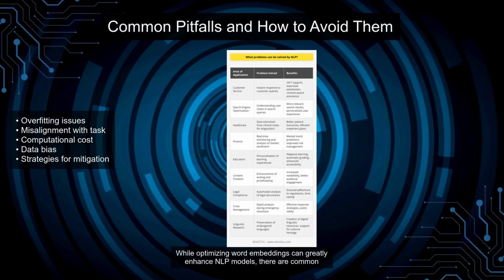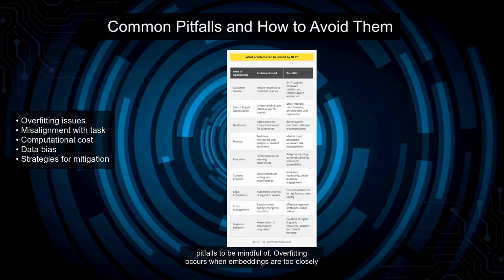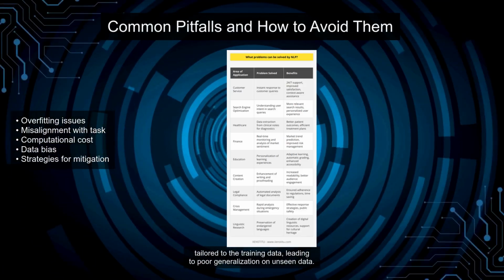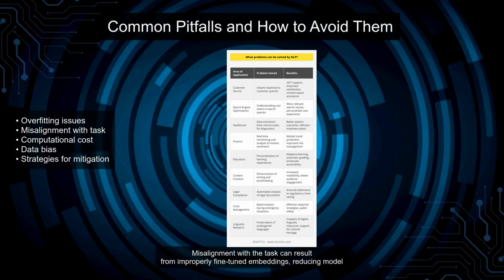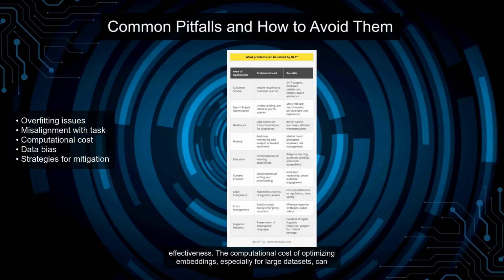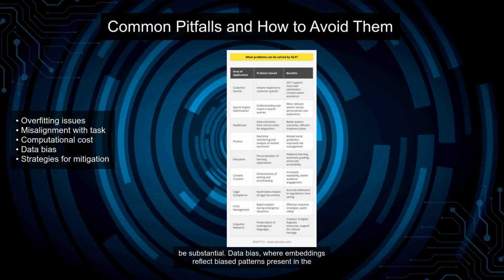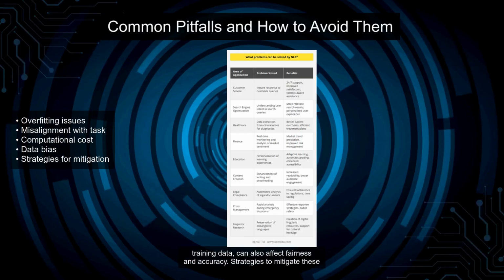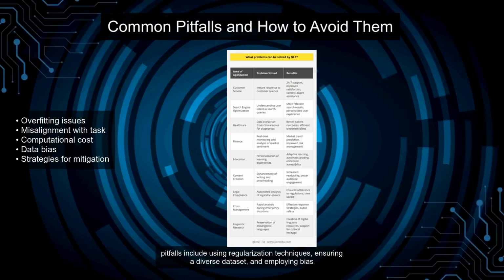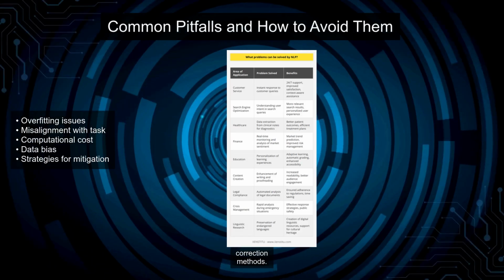While optimizing word embeddings can greatly enhance NLP models, there are common pitfalls to be mindful of. Overfitting occurs when embeddings are too closely tailored to the training data, leading to poor generalization on unseen data. Misalignment with the task can result from improperly fine-tuned embeddings, reducing model effectiveness. The computational cost of optimizing embeddings, especially for large datasets, can be substantial. Data bias, where embeddings reflect bias patterns present in the training data, can also affect fairness and accuracy. Strategies to mitigate these pitfalls include using regularization techniques, ensuring a diverse dataset, and employing bias correction methods.